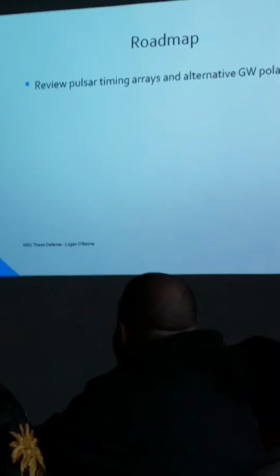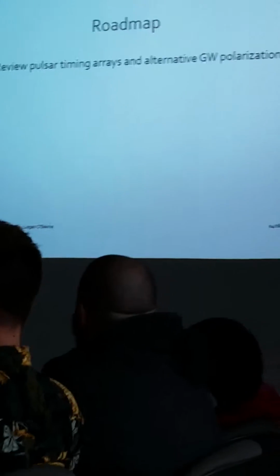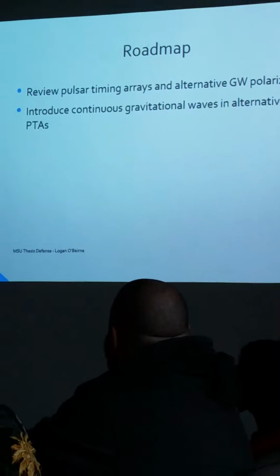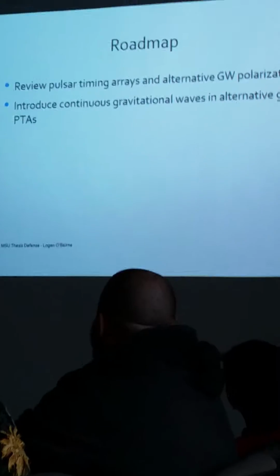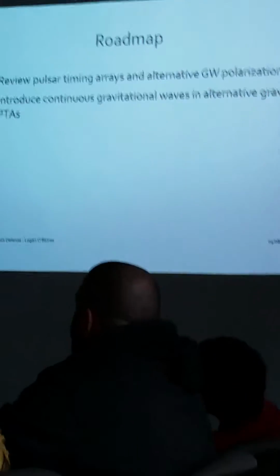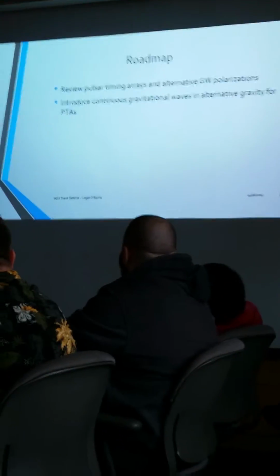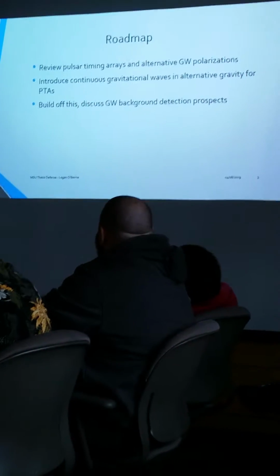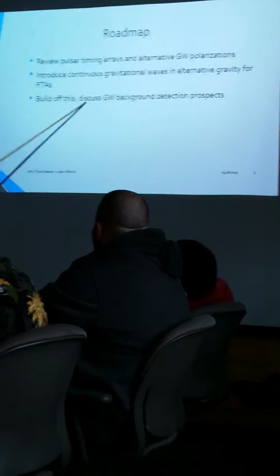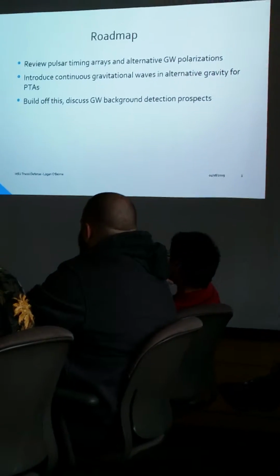So here's a little roadmap for what I'm going to be discussing today. I'm going to review what a pulsar timing array is and the general geometry of alternative gravitational wave polarizations. I'm going to introduce the case of continuous gravitational waves, which is to say we have a really loud black hole binary that's close to us, and that's why we can detect it. What that looks like in alternative gravity using a pulsar timing array. I'm going to expand off of all the properties that I introduced here and talk about the more likely case, which is detecting what's called a stochastic background of gravitational waves.